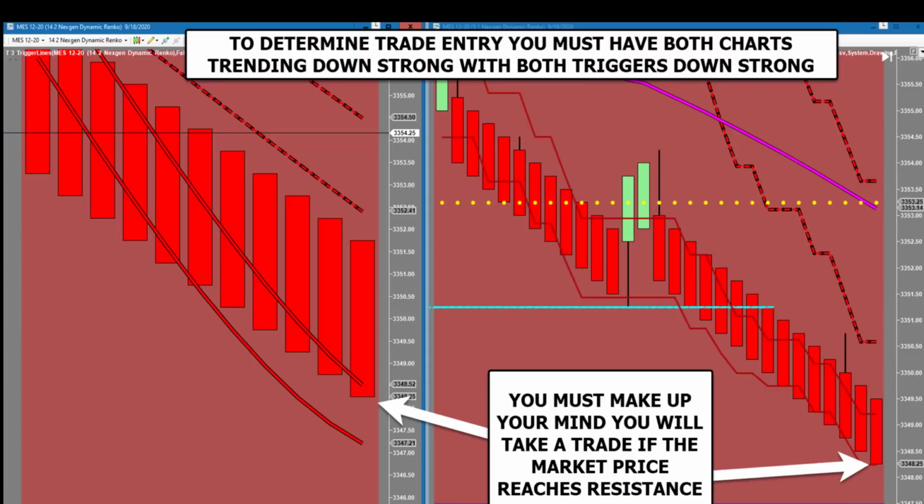Now, how do I get into a trade? If the market's going down, it has to literally be this obvious. Small triggers below the large triggers on your 14-2 chart. Small triggers below the large triggers on your 5-1 chart. This is the moment in time on the right edge of the chart when the market's on the low that you will take a trade.